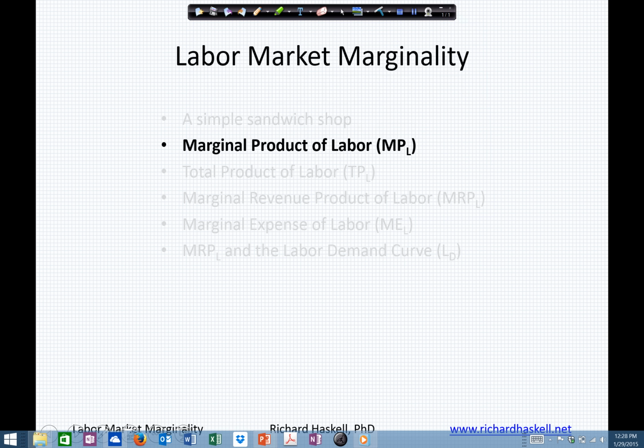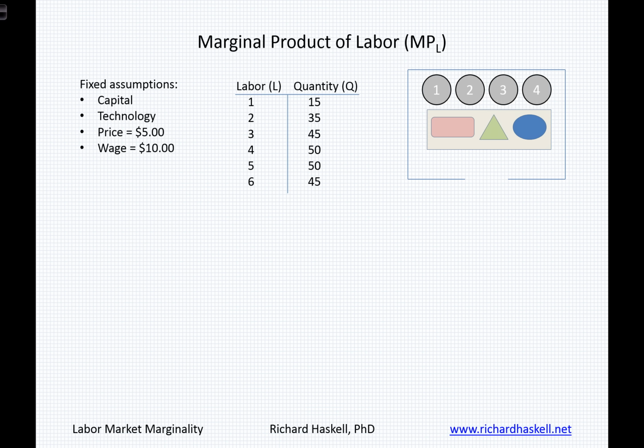My name is Rick Haskell, and today we're continuing to take a look at labor market marginality. Specifically, we're looking at the marginal product of labor as it relates to this sandwich shop example that we dealt with in the previous segment. So we're going to use those same values, and we're going to use the same assumptions.